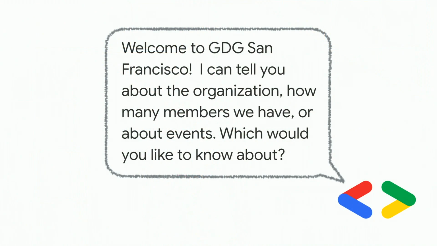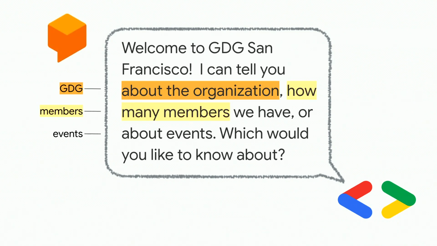"Welcome to GDG San Francisco. I can tell you about the organization, how many members we have, or about events. What would you like to know about?" With this one, each option is tied into a particular intent that I have in Dialogflow. If a user says about the organization or GDG, it will hit my GDG intent in Dialogflow, and it will process information from there. So the call to action is really important in making sure that for each string of dialogue, there's something connected that the user could do next.